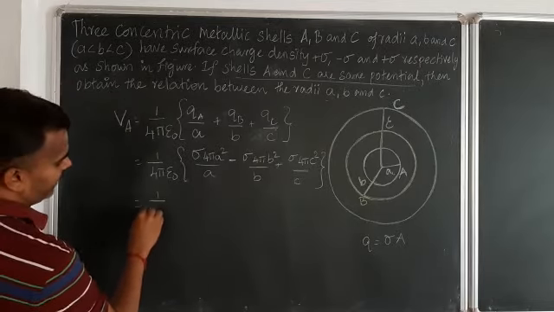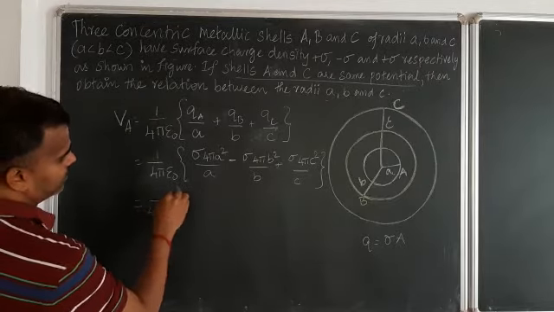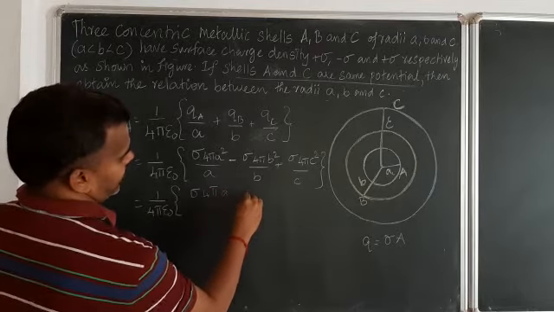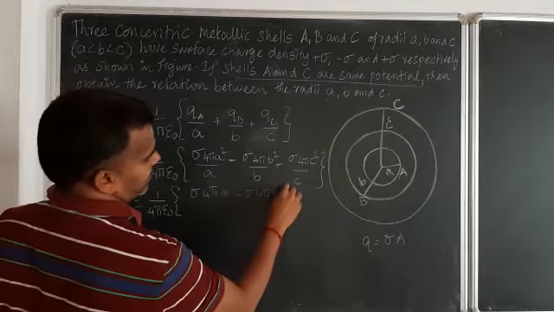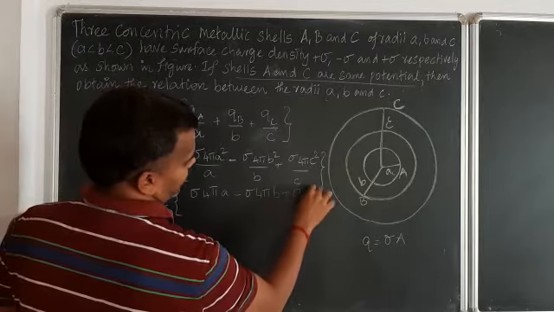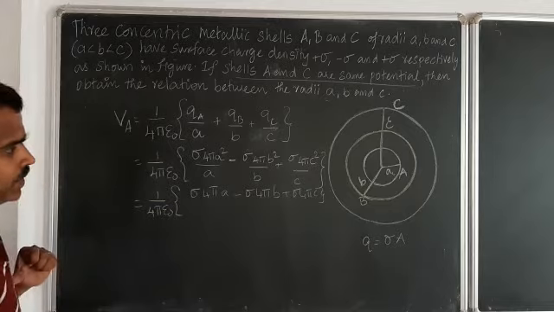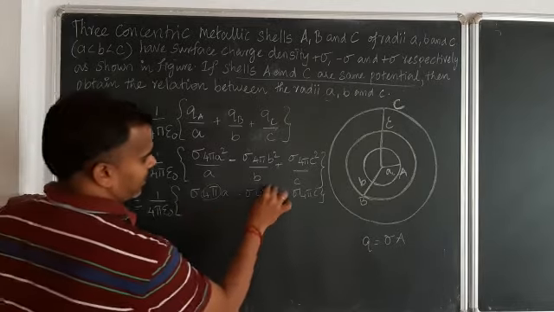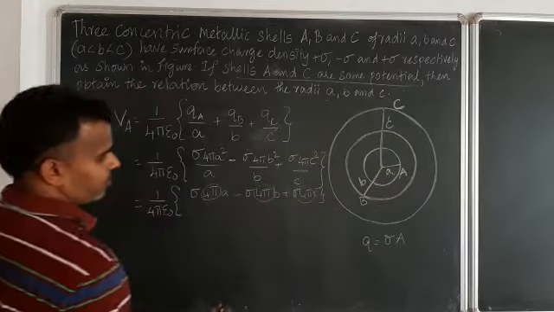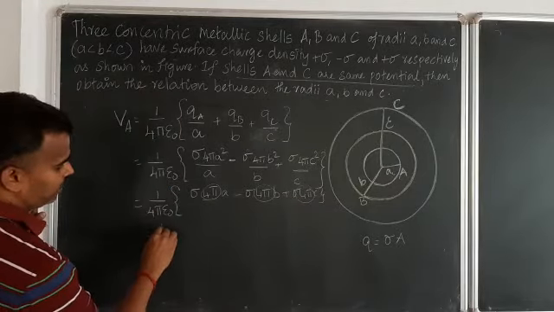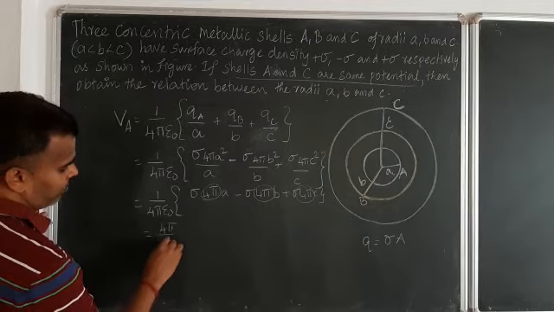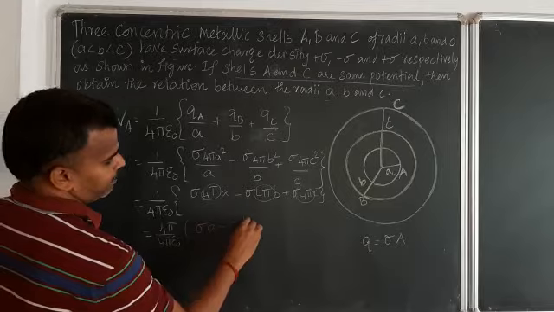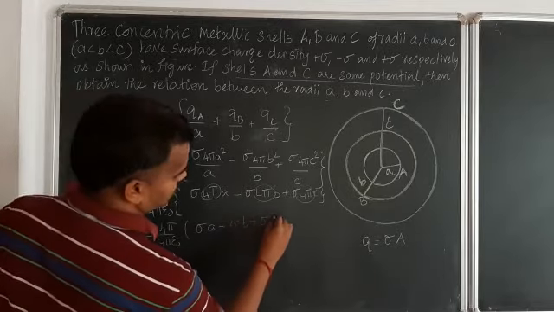So if we simplify it, we get 1 by 4 pi epsilon naught times sigma 4 pi a minus sigma 4 pi b plus sigma 4 pi c. What is the common factor? Here we have 4 pi in every term, so let's take it outside. So 4 pi divided by 4 pi epsilon naught times sigma a minus sigma b plus sigma c.